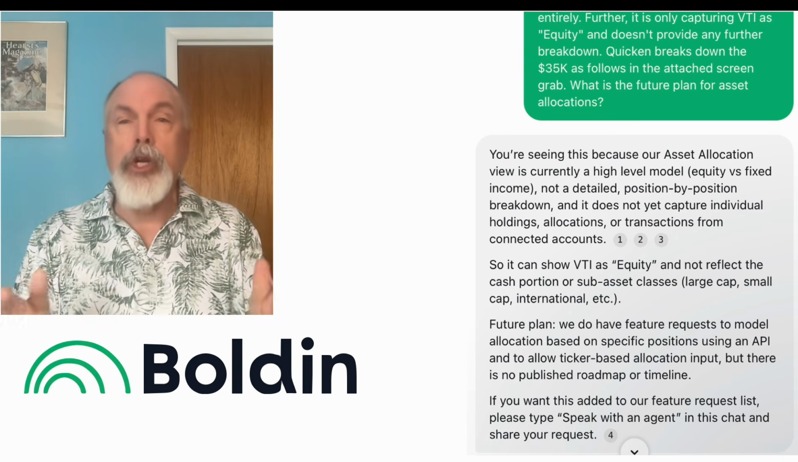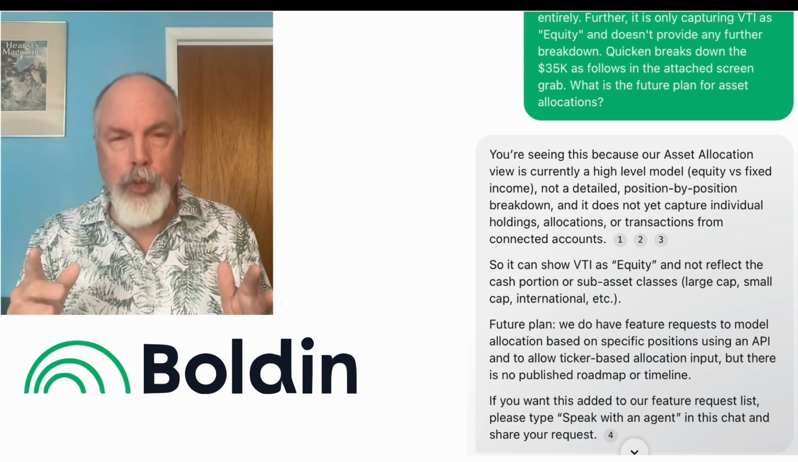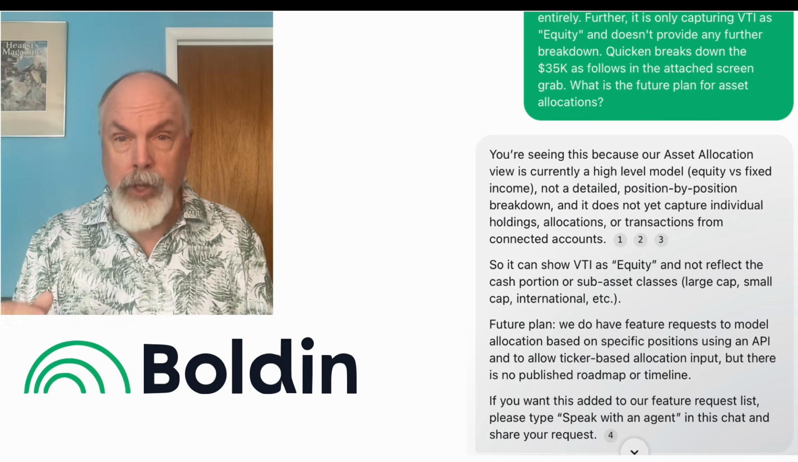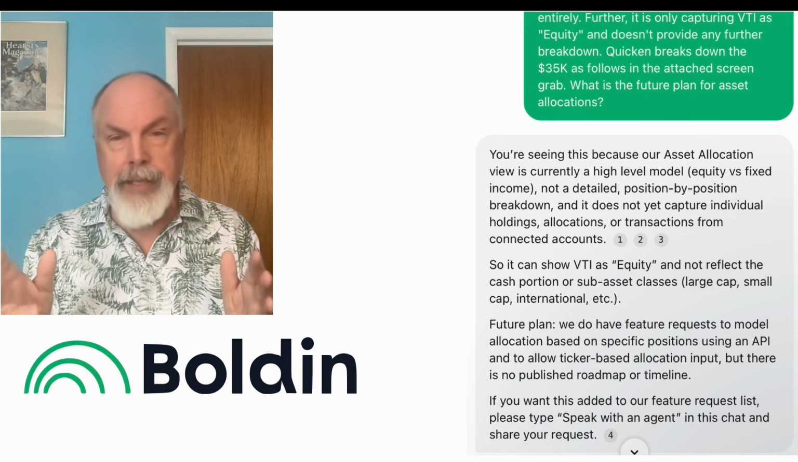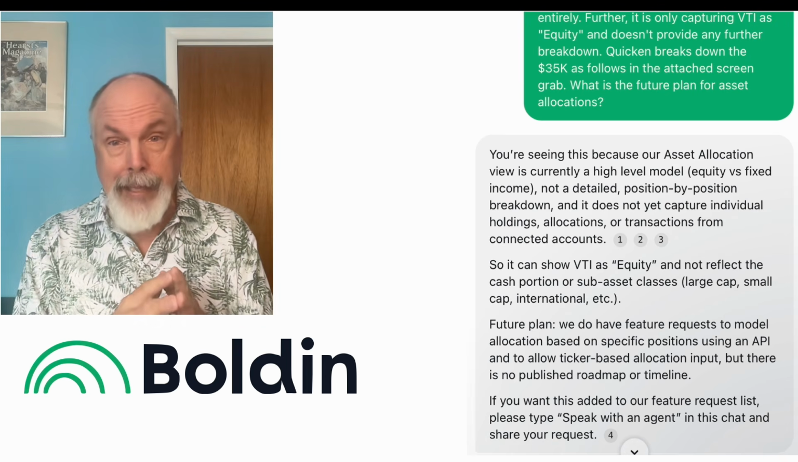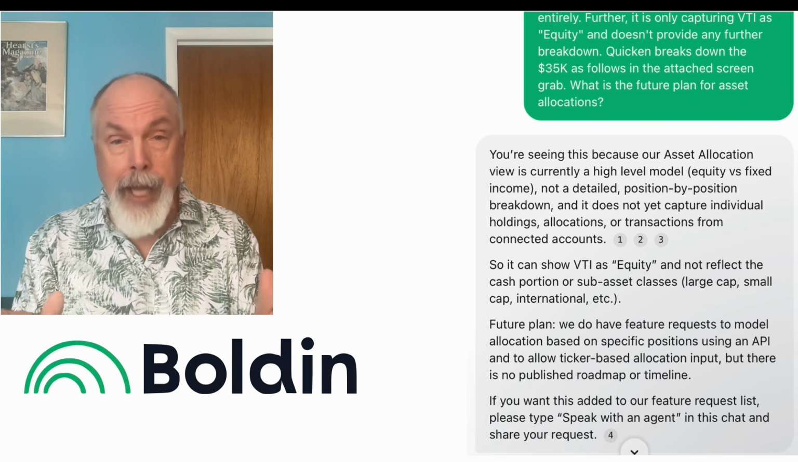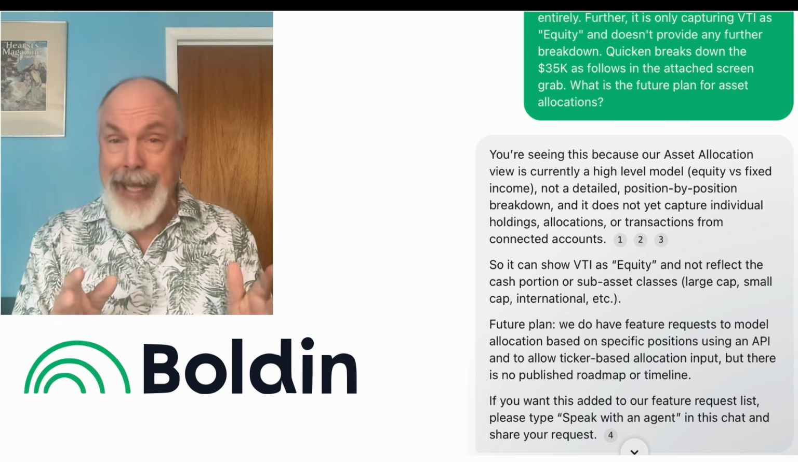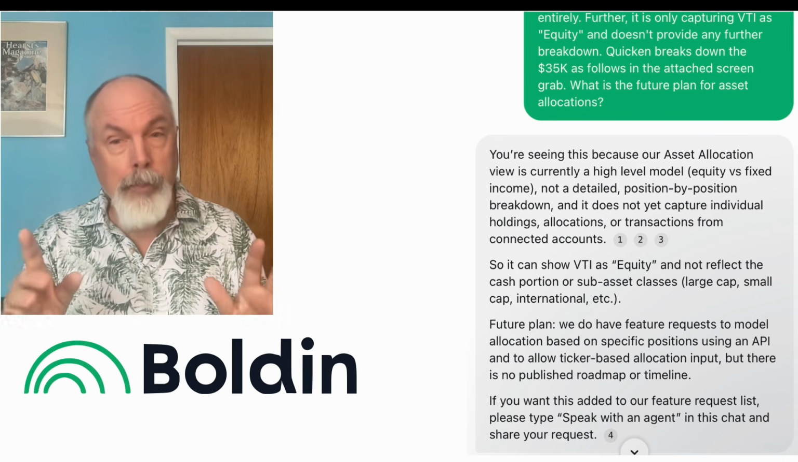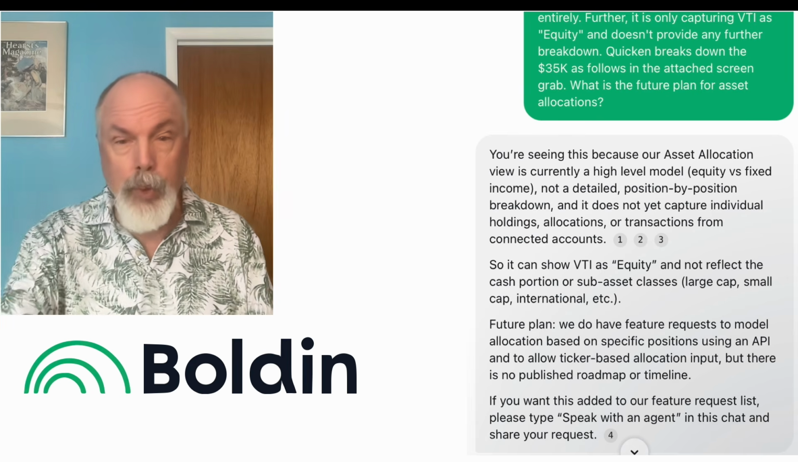Here was the answer. You're seeing this because our asset allocation view is currently at a high-level model, equity versus fixed income, and not the detailed position-by-position breakdown. And it does not yet capture individual holdings, allocations, and transactions from your connected accounts. And it says that there is not a clear published roadmap or timeline for this full deployment.